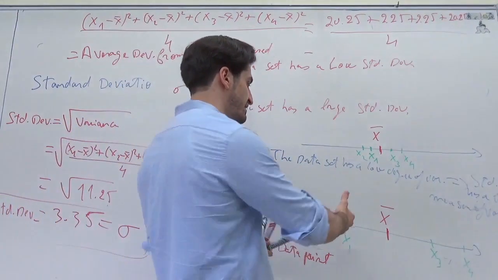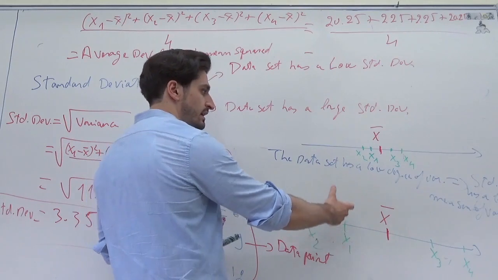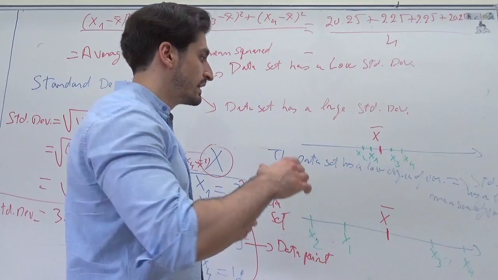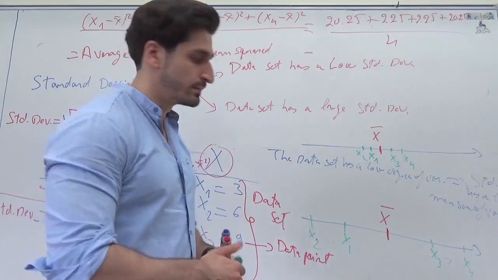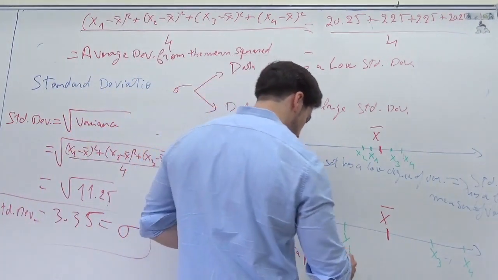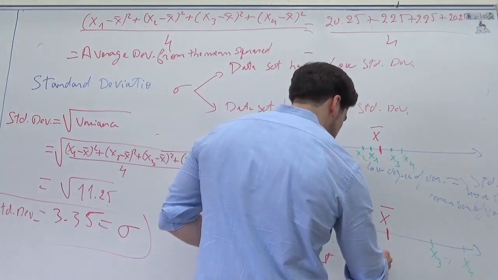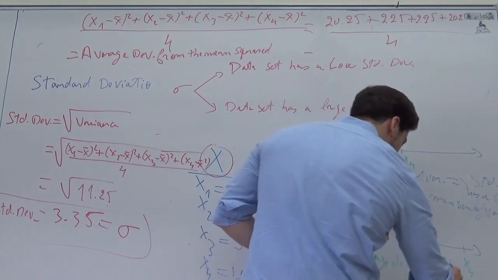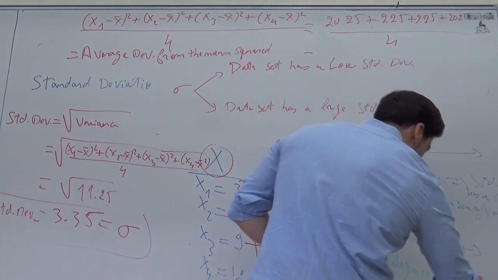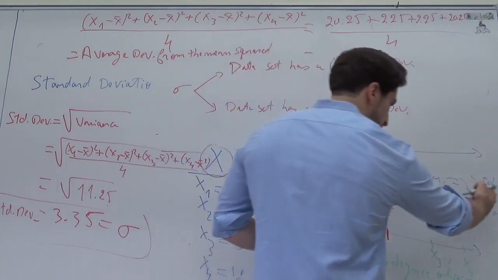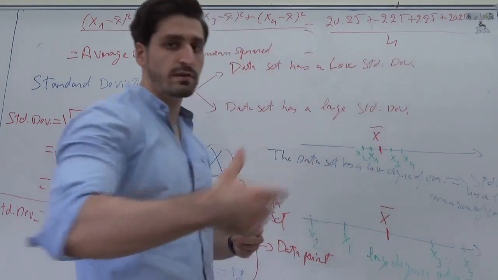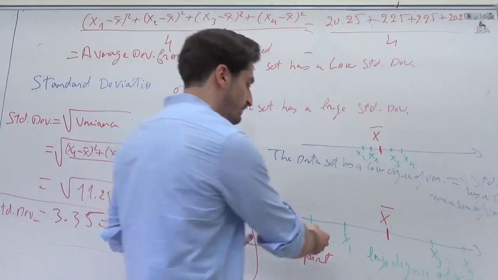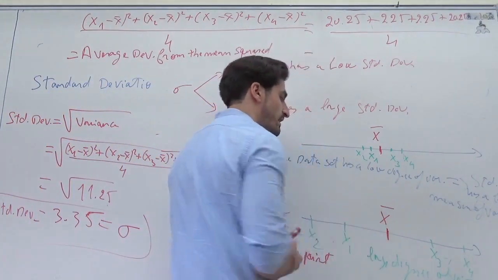So in that case, we can say that over here the data set has a large degree of variability, and therefore the standard deviation has a large measure of variability. So over here we can say that the data set has a large degree of variability, meaning that the standard deviation has a large measure of variability. Because, like we said before, the standard deviation is a measure of variability of a data set around the average value of the data set.